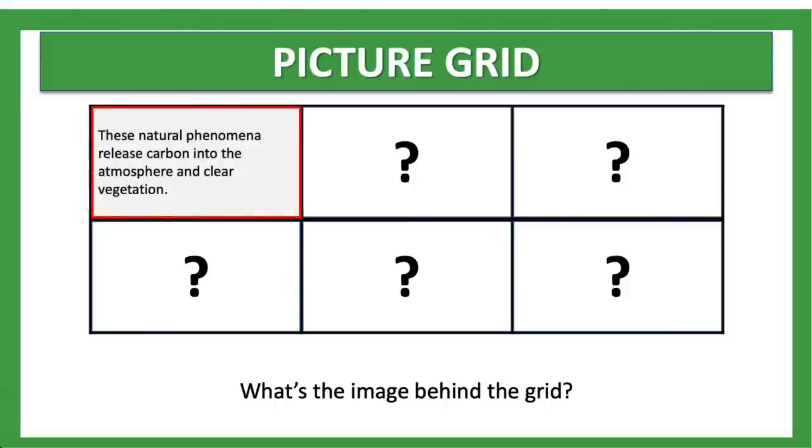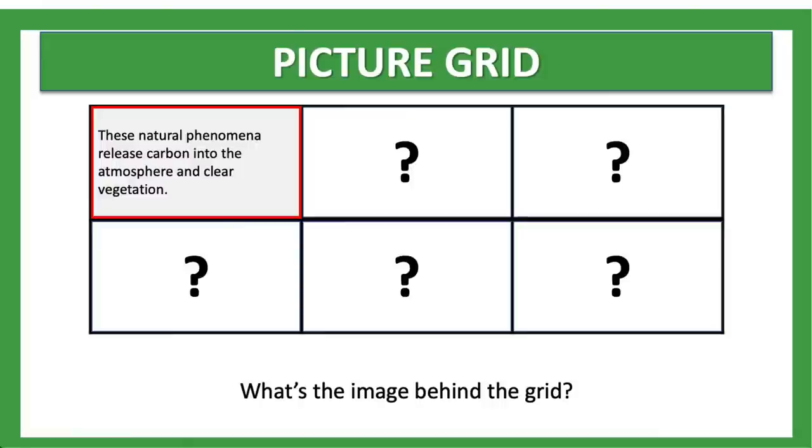So this question says, these natural phenomena release carbon into the atmosphere and clear vegetation. So type into the chat box, what do you think there could be? We've just looked at the idea of natural phenomena. So what might release carbon but also clear vegetation?